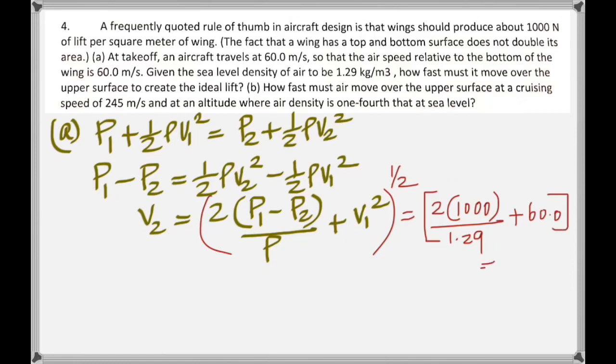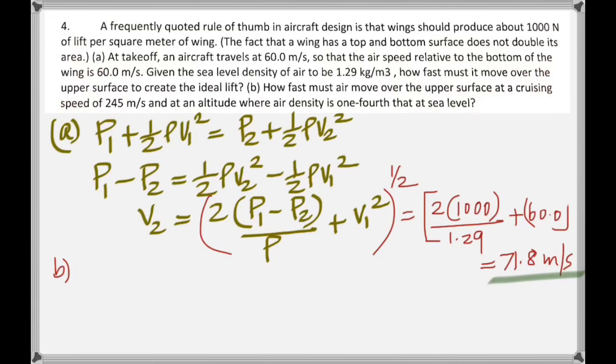Substitute the numbers and you get the speed. Now P1 minus P2 is 1000 newtons because one of the pressures is 0. So the difference is just equal to the pressure you need.